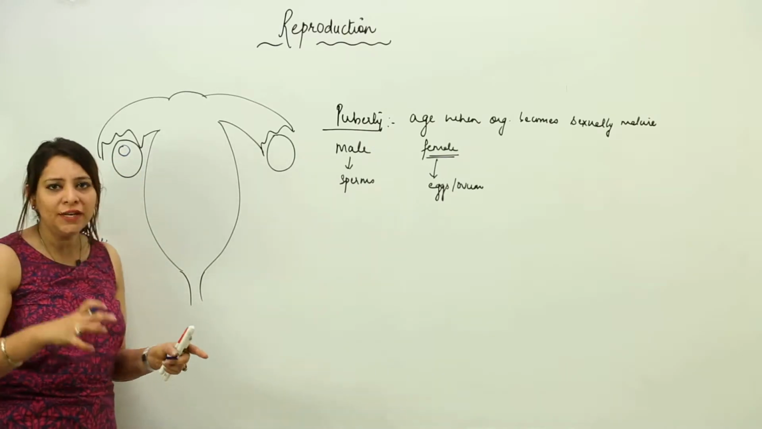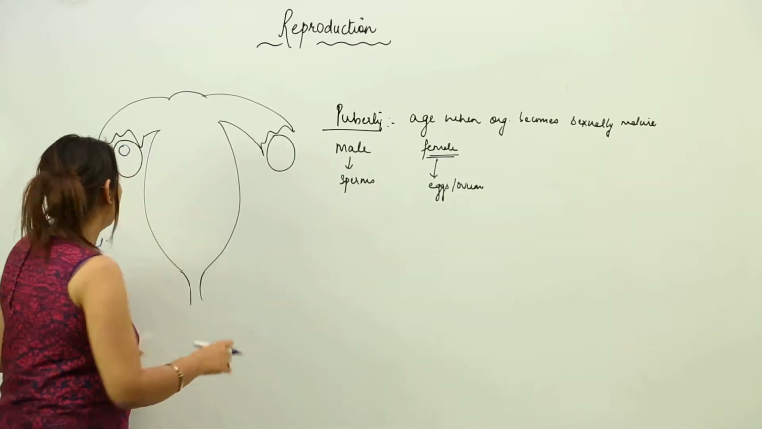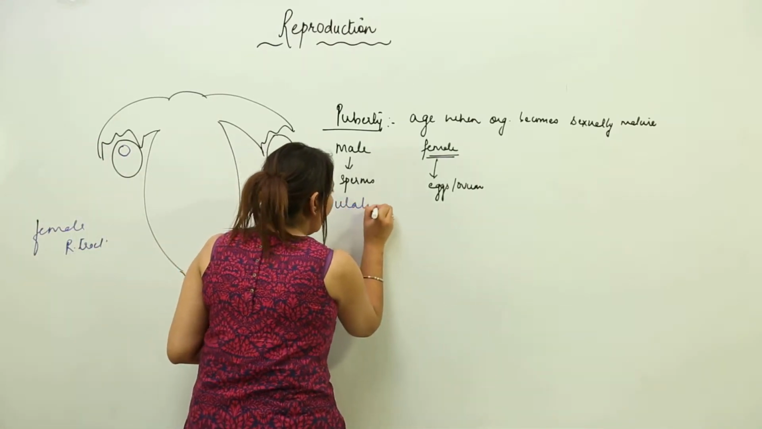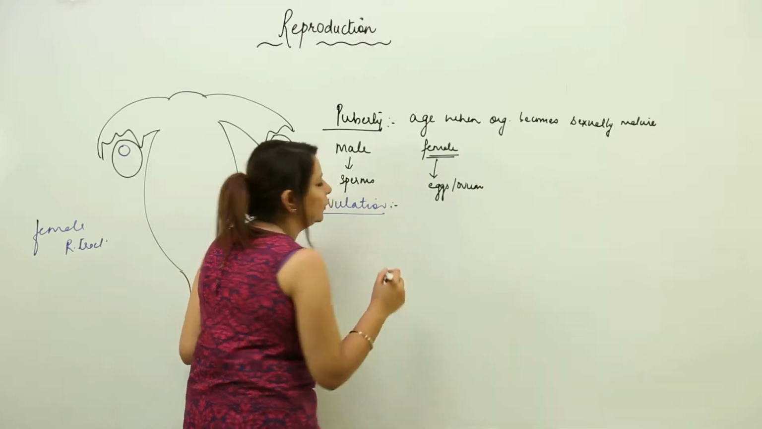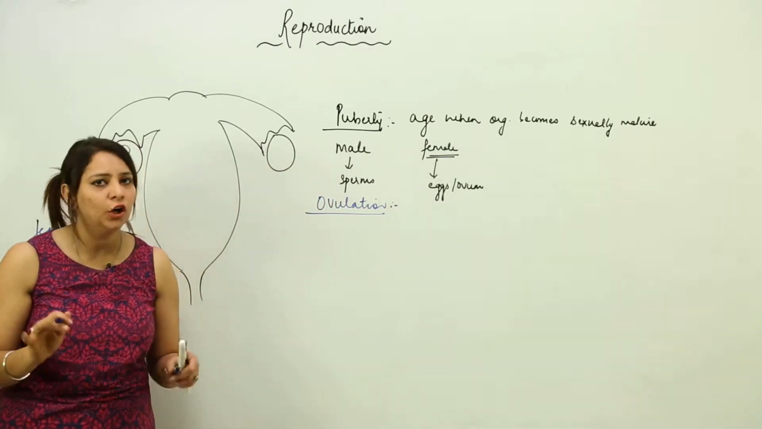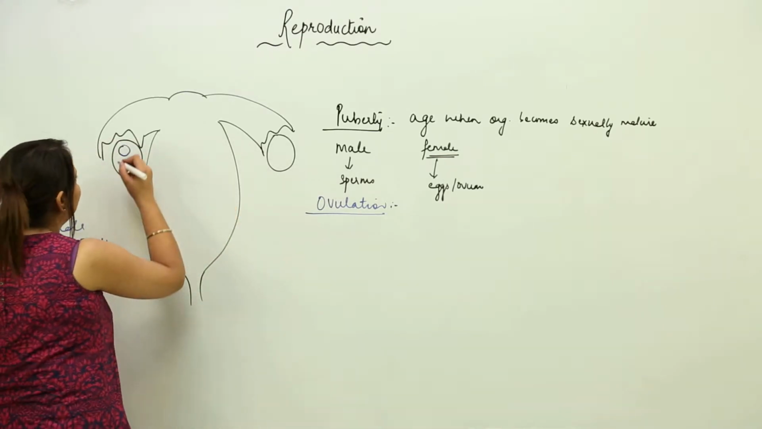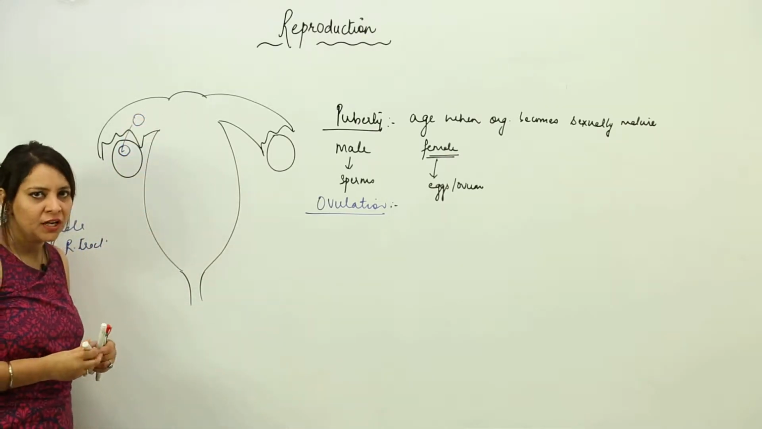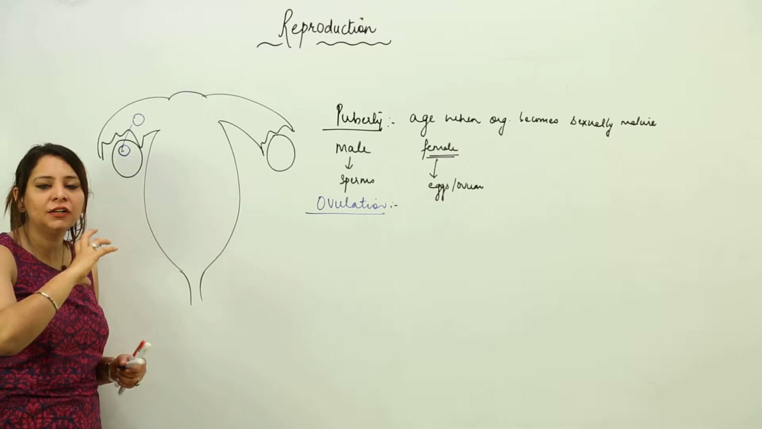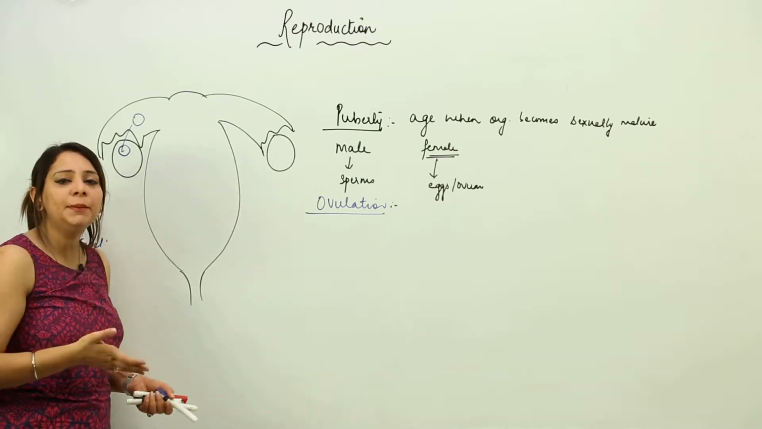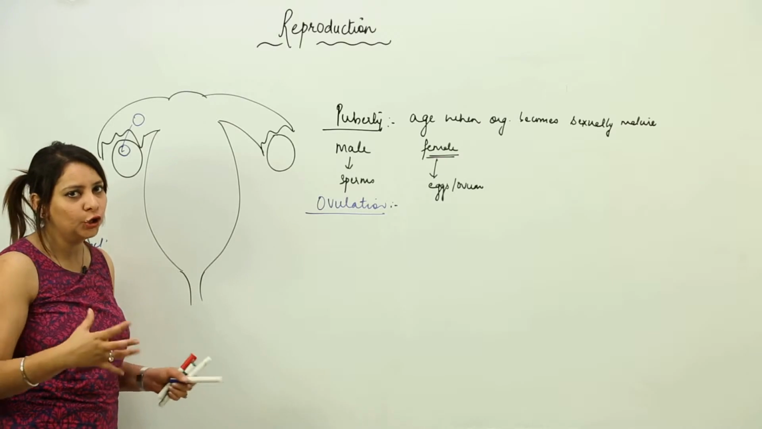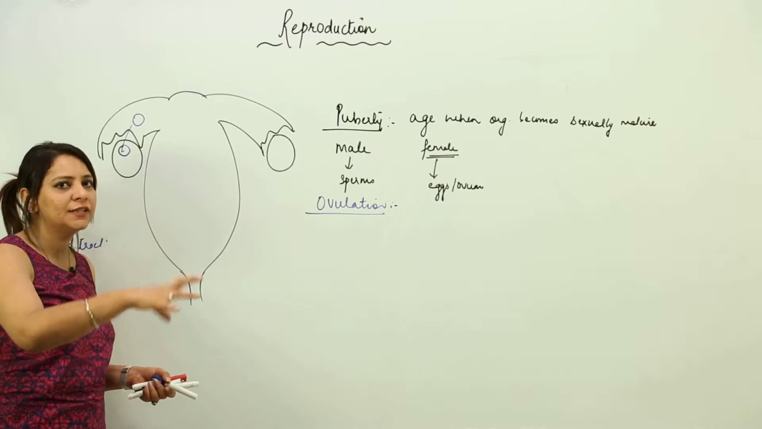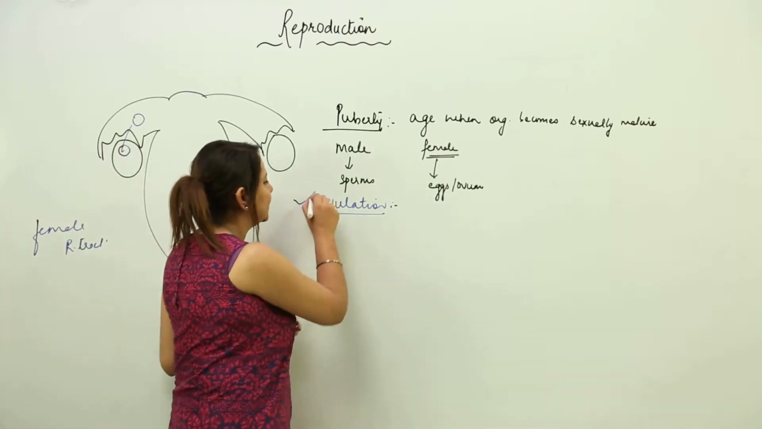Whether it is going to get fertilized or not, this event will take place, that is ovulation. Ovulation is independent of whether fertilization is going to occur or not. Ovulation means release of egg from ovary into fallopian tube. This is going to happen on a normal basis, on a monthly basis. When the egg gets mature, it gets released into a fallopian tube, and this is called ovulation.